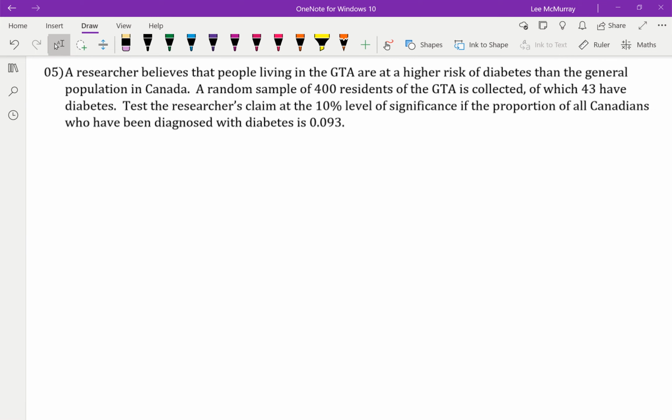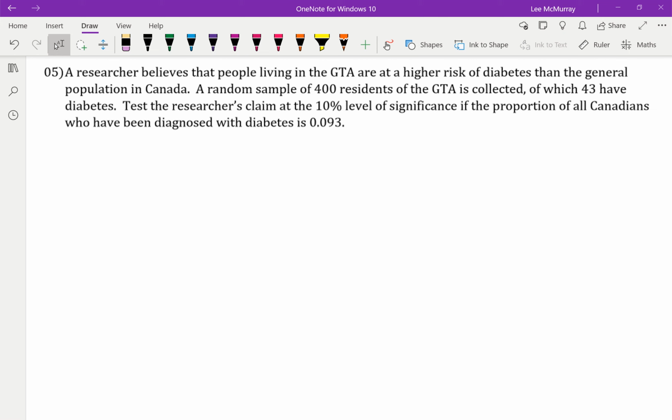Okay, so number 5, and with number 5 I'm going to tell you to just assume that the requirements are met. So we're just going to go through this and say, yep, requirements are met. Let's go through and solve this using the hypothesis testing procedure.